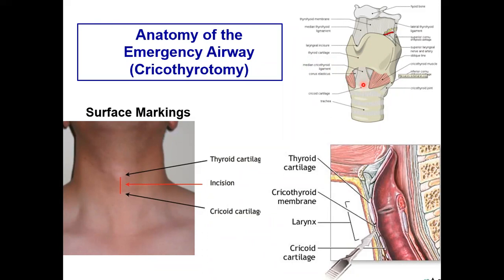cut in emergency airway. So on this picture for this particular patient, you can see the thyroid cartilage here, and then you can see the cricoid cartilage here. And in between the two is going to be your median cricothyroid ligament. If you cut here, this gives you emergency access into the airway. So you'd then be able to put a tube here in order for the person to breathe.